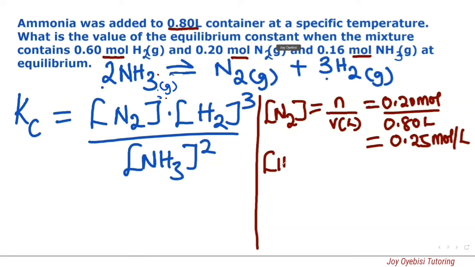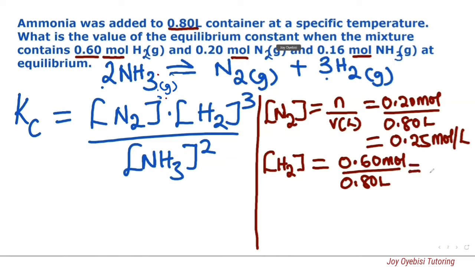Now we go on to hydrogen. Hydrogen here is 0.6. So n is 0.6. So we have 0.60 mole, divide that by volume in liters, which is 0.80 liters. When you divide that, that is going to give us 0.75.